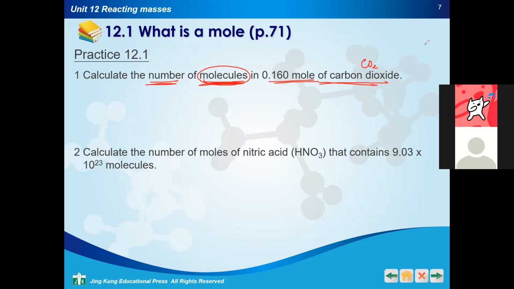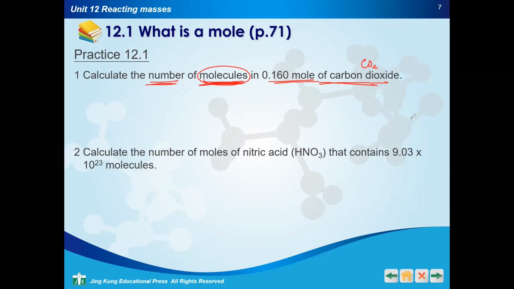How many molecules are there? How many? 9.632 times... and with check. Yep. Okay, so is there any unit for that? No unit. Okay, because you are now having a number. So that's right. So no need to think too much about the problem about CO2.